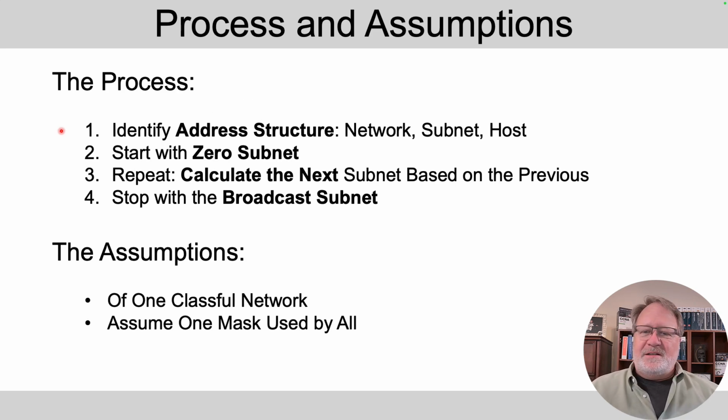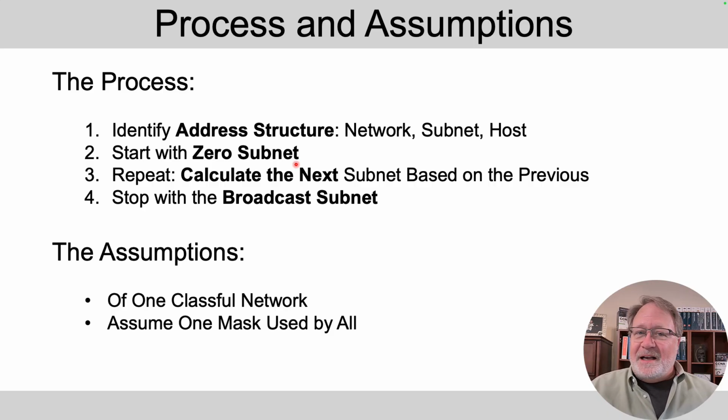So here's the process. You first identify the address structure as network, subnet, and host parts. That's a classful view of the address structure that we've talked about many times in this subnetting section. Then you write down the, quote, 0 subnet. I'll define that in just a second. That's always the first subnet in the list. It's the numerically lowest subnet of a network.